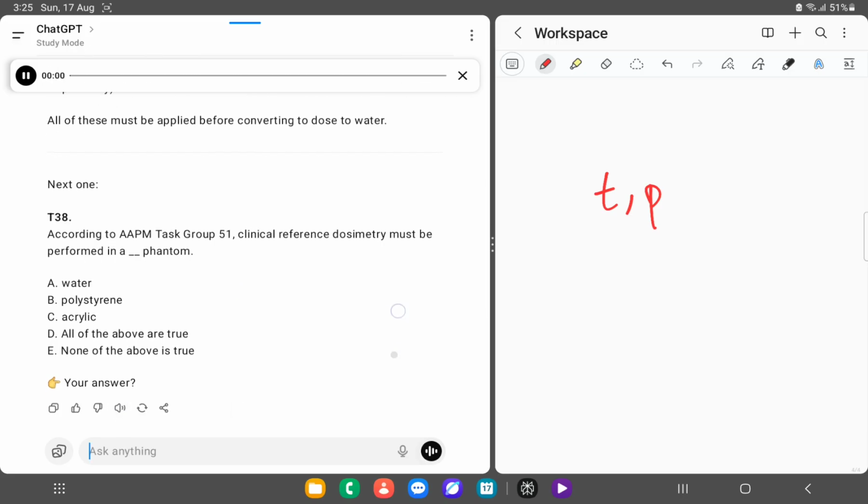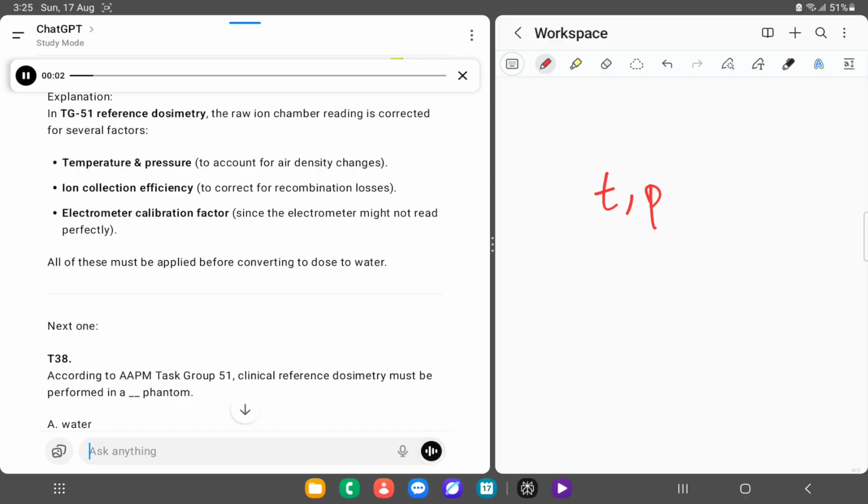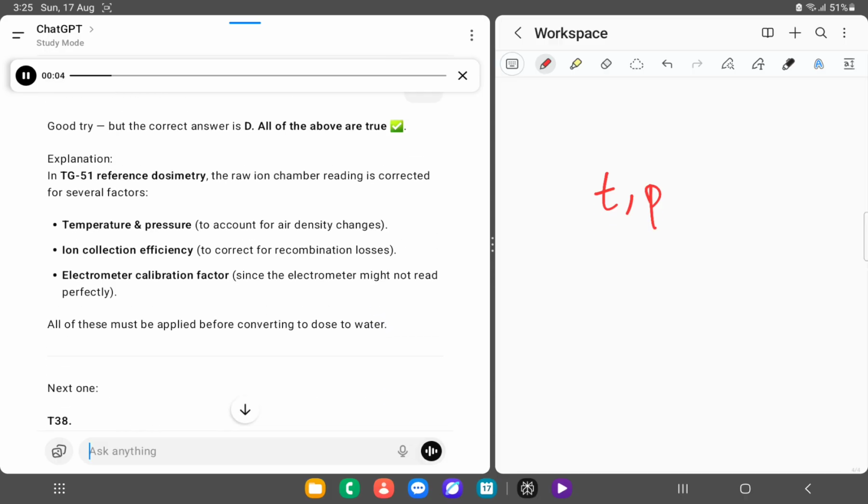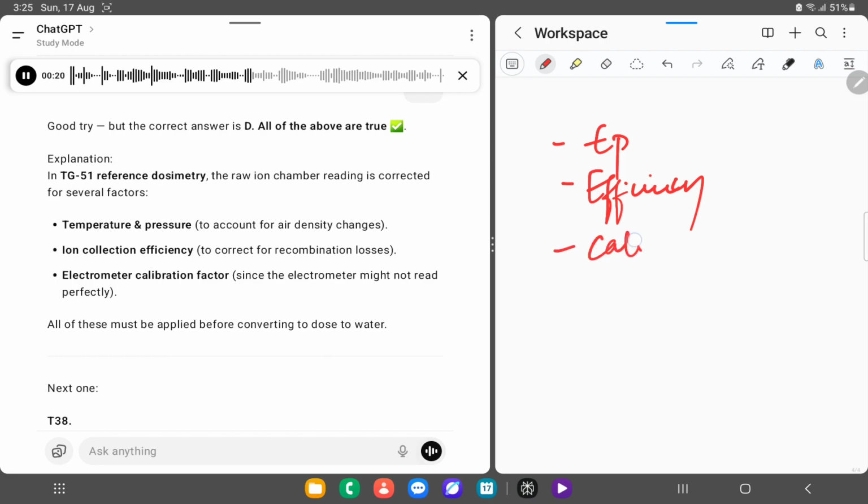Good try, but the correct answer is D. All of the above are true. Explanation: In TG-51 reference dosimetry, the raw ion chamber reading is corrected for several factors. Temperature and pressure to account for air density changes, ion collection efficiency to correct for recombination losses, and electrometer calibration factor, since the electrometer might not read perfectly. All of these must be applied before converting to dose to water.